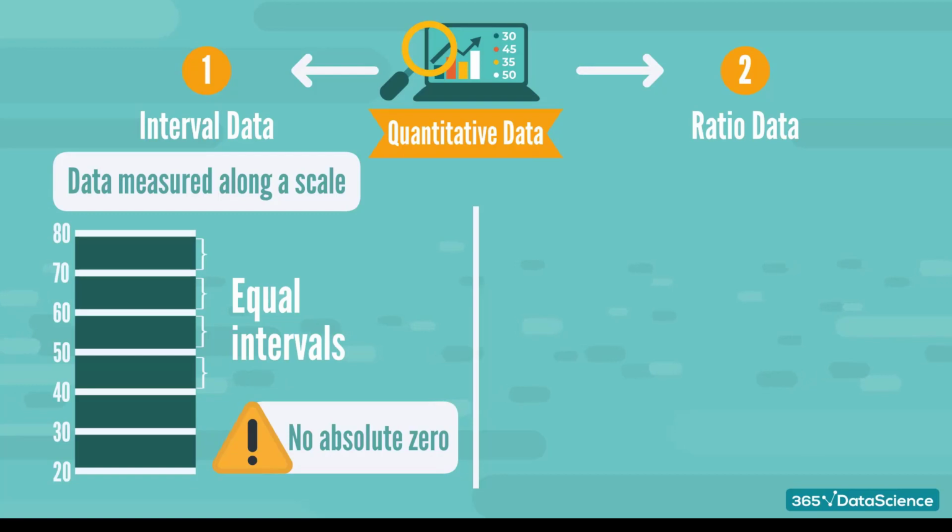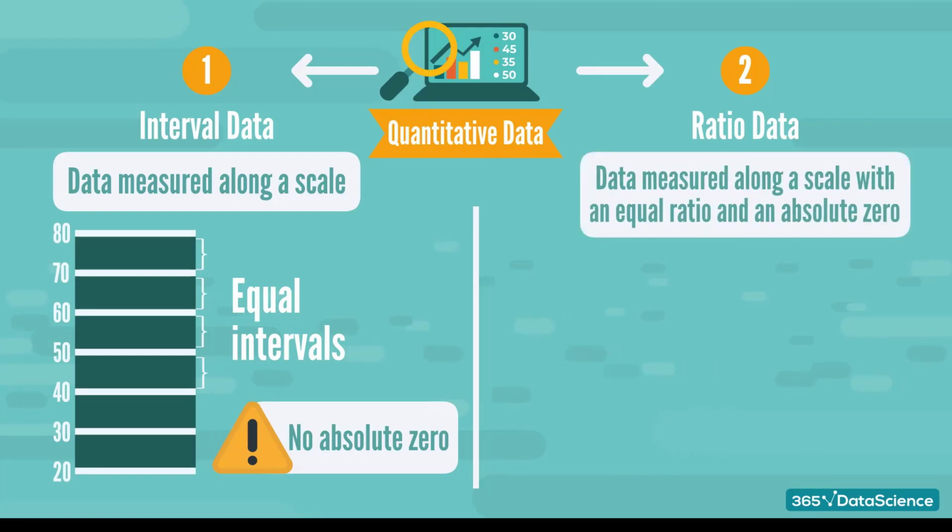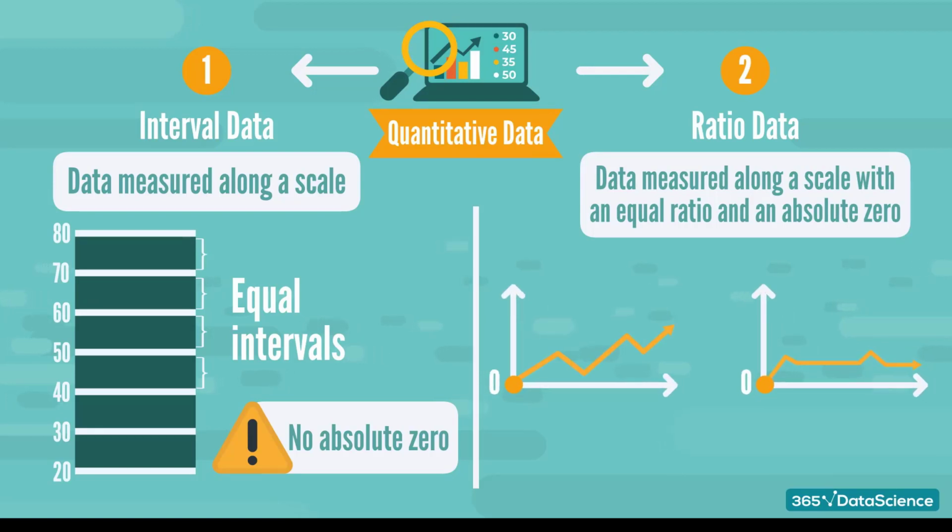Okay. Moreover, we can have ratio data. They are measured along a scale with an equal ratio between each measurement and an absolute zero. Here, the absolute zero is treated as the point of origin. Logically, there can be no negative numerical value in ratio data. Can you think of some examples?